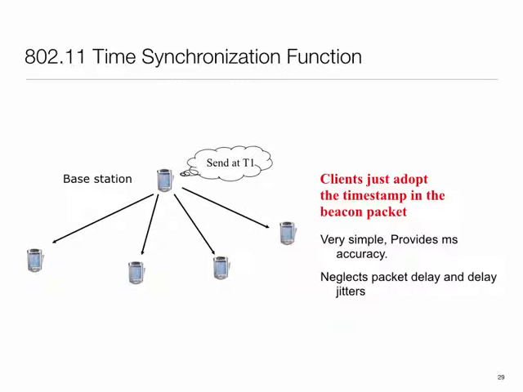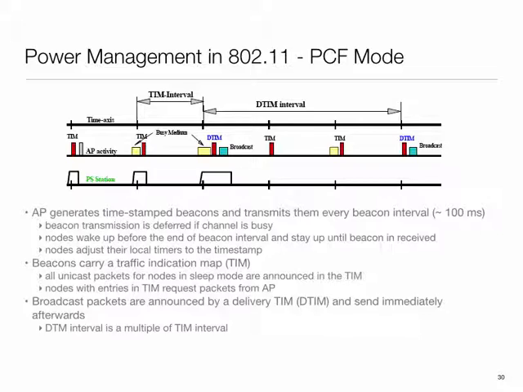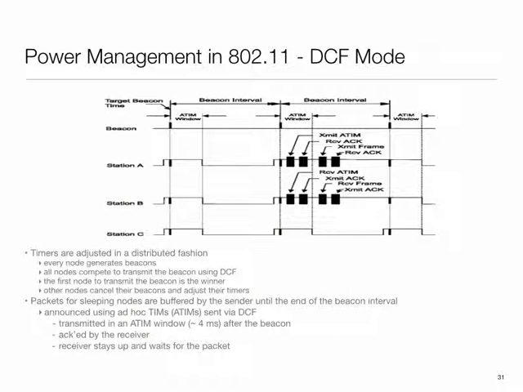Underlying all of this, to make the synchronization happen, 802.11 actually has time synchronization. Nodes do need to be time synchronized so that they can know when to wake up. And the strategy is very simple. The base station basically sends out a packet saying time is X. All the clients just adopt it and then arrange to wake up at the next expected periodic time. So that's the basic strategy on power management in 802.11.